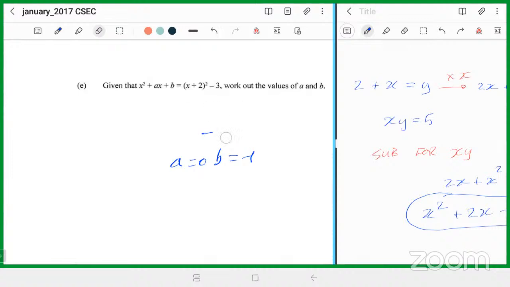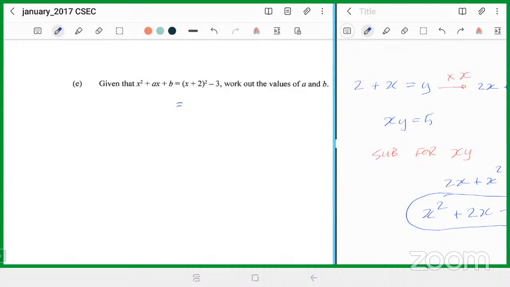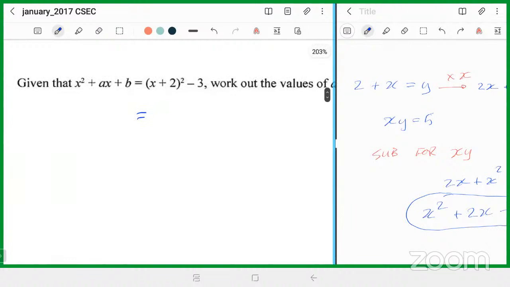So to do this question, I'm going to expand out this side so that I can compare it with that side. That's the approach I'm using. That's not the only way to do it, but I think it's the easiest way. So I have to expand this perfect square the right way. Remember, when we expand a perfect square, the first term squared.